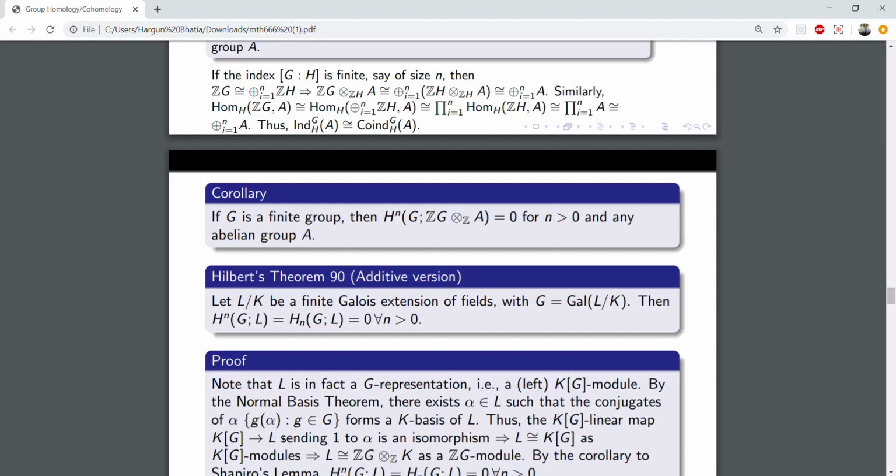That is easy to see. Hence, as KG modules, L is isomorphic to KG. Another way of saying this is that L is actually a regular G representation. Okay.